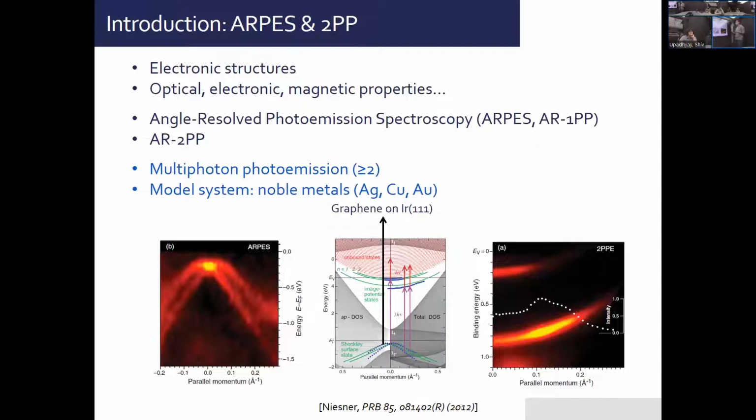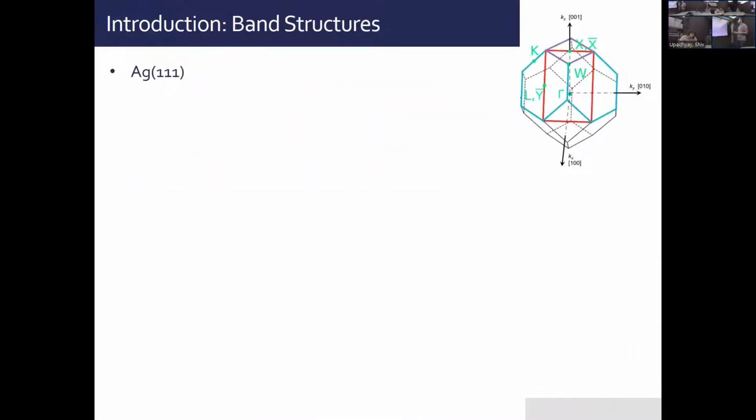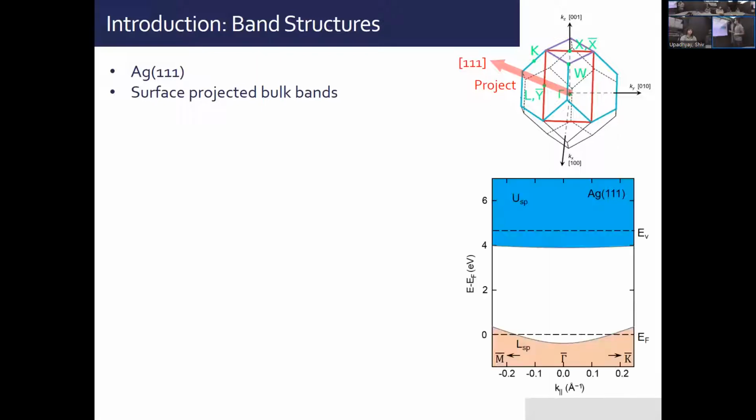Next, I will briefly describe the band structure of what I studied, the noble metals. I will take silver 101 as an example. This is the Brillouin zone of bulk silver. When we have a surface, we project the band structure in the Brillouin zone along the 101 direction to get the surface projected bulk bands, which are the lower and upper sp bands, the shaded area. They are separated by a band gap.